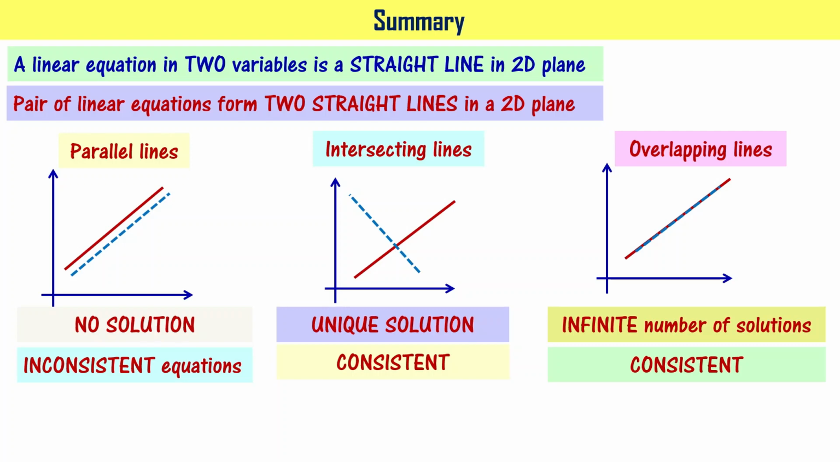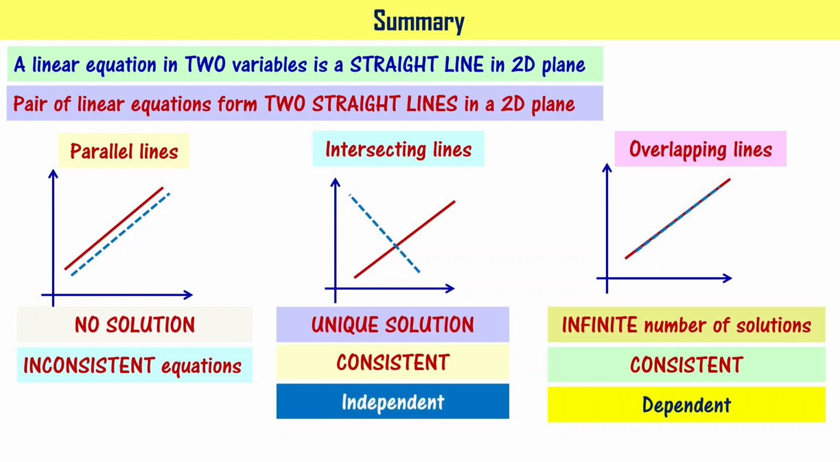In the consistent set, the equations corresponding to overlapping lines are called a dependent set of linear equations, whereas the equations corresponding to intersecting lines are called an independent set of linear equations. Please take a note of this.